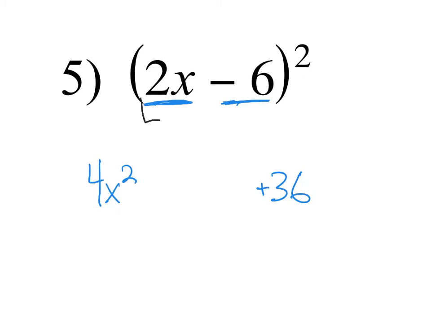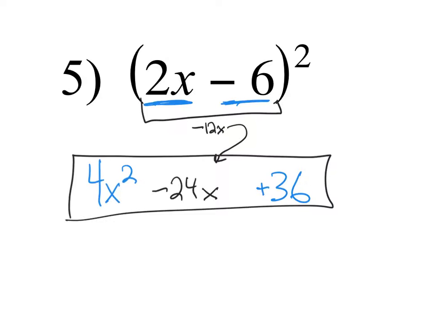Now I'm going to take the two things and multiply them together. Negative 6 times the 2x, that's going to be a negative 12x. And that negative sign is important. Double it, negative 24x. And we'll be done. That's what it would look like.